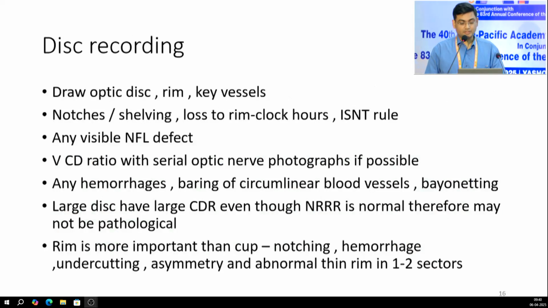Now, when a patient comes to you, always draw the optic disc, the rim, the key vessels, any notches if you see, any shelving or any particular thinning of the rim in the clock hours, whether the ISNT rule is followed or not, and any visible defect if you have dilated the patient. Also note the vertical CD ratio. If it is possible to take an optic nerve photograph, then do take it and hand it over to the patient, so that when he next comes to you, he has a recording and you can compare. Also note any hemorrhage, bearing of circumlinear blood vessels, any bayoneting, and that large discs have a large CDR even though the NRR is normal, which we have talked about.